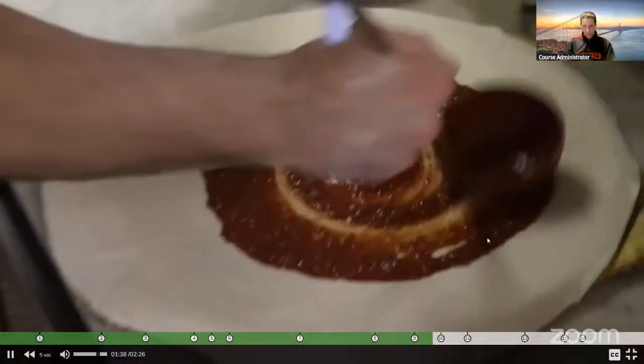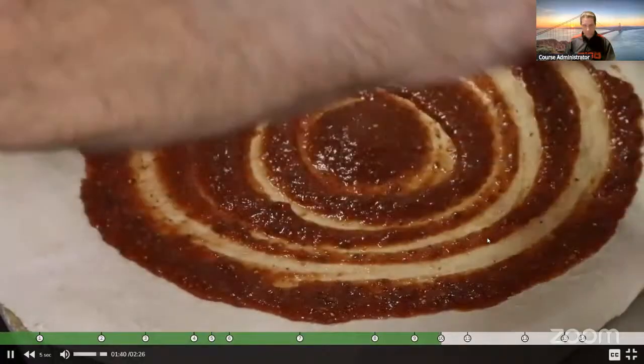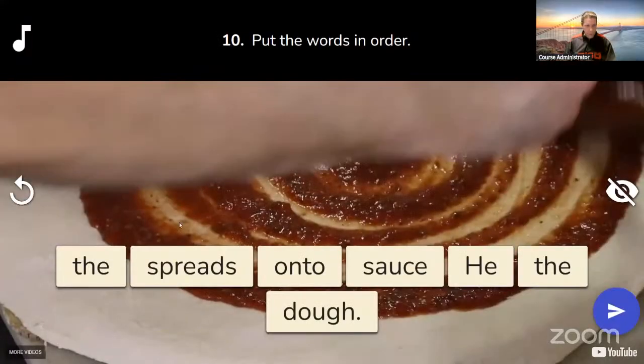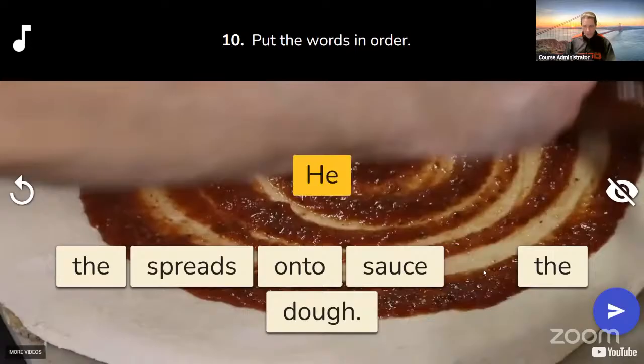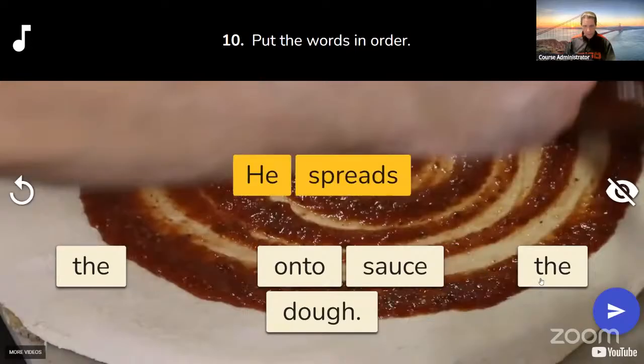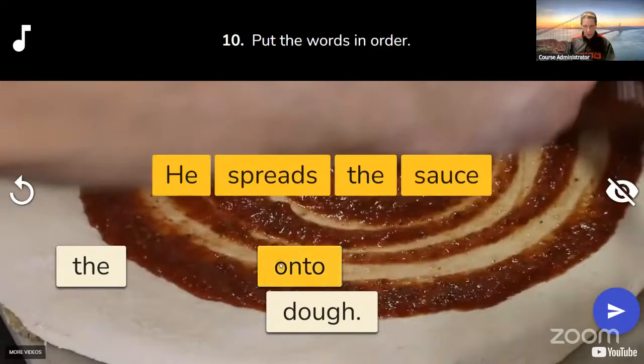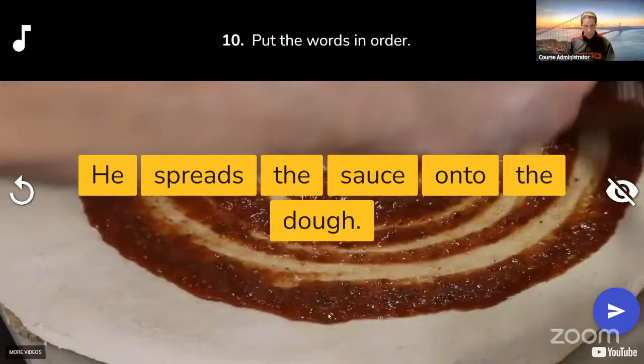Next, he spreads the sauce out onto the dough. Okay. And here we can see the sauce. He spreads the sauce onto the dough. Okay. So he spreads the sauce onto the dough.